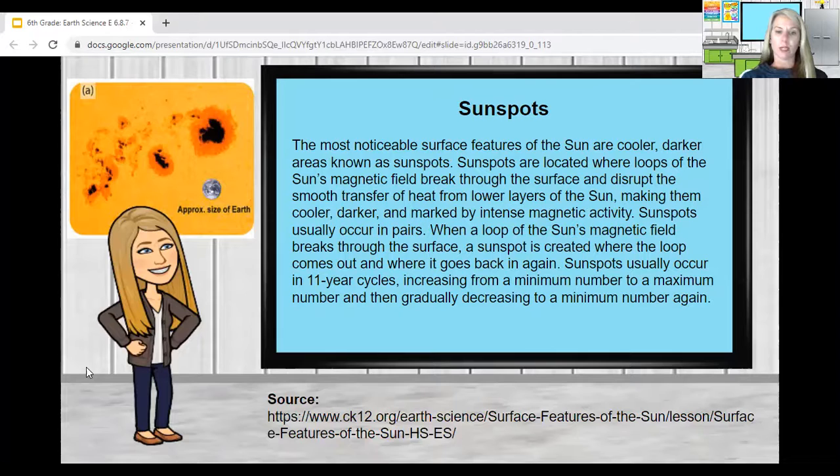Sunspots usually occur in 11-year cycles, increasing from a minimum number to a maximum number and then gradually decreasing to a minimum number again. If you look at this image on the left, you'll see the approximate size of the Earth in comparison to some sunspots. So it gives you an idea of just how large these sunspots, this particular feature of the sun, are.